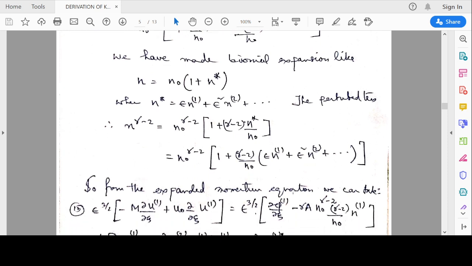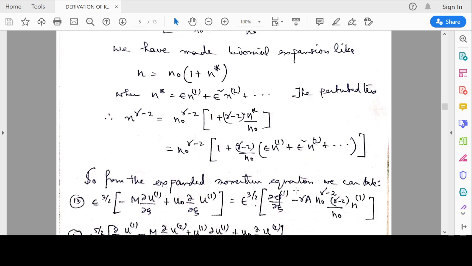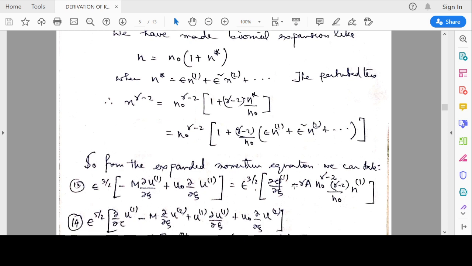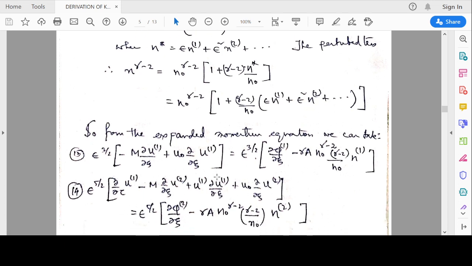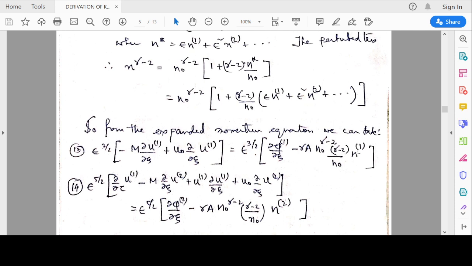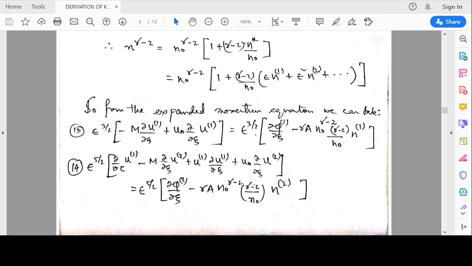So far the expanded momentum equations, as we have done for the continuity equation, from the expanded momentum equation we get for different powers of epsilon, epsilon to the power 3 by 2 and epsilon to the power 5 by 2. And you see here there were only first order terms, but for 5 by 2 we get u2, n2, similar to the continuity equation.